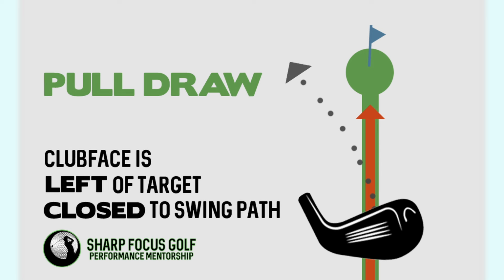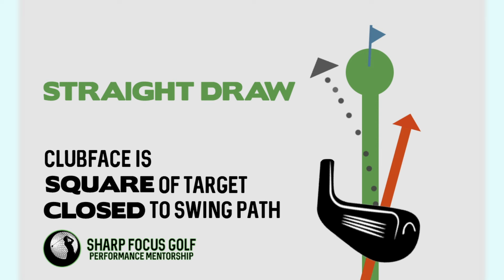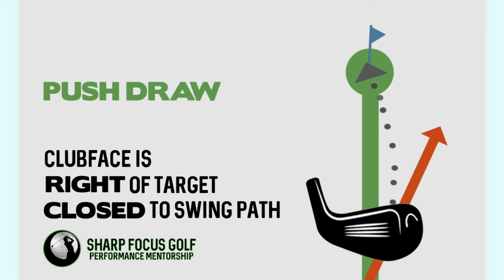Pull draw: club face is left of target, closed to swing path. Straight draw: club face is square of target, closed to swing path. Push draw: club face is right of target, closed to swing path.